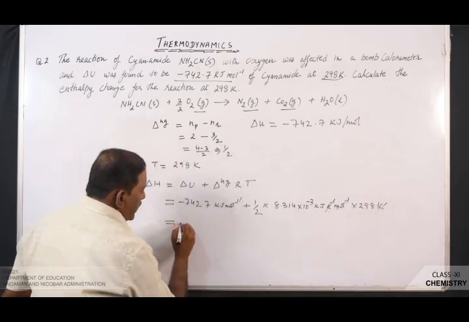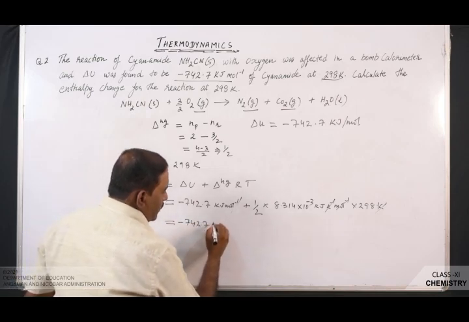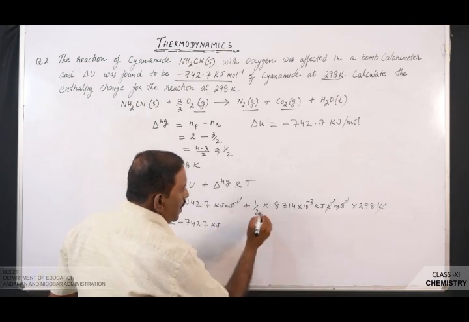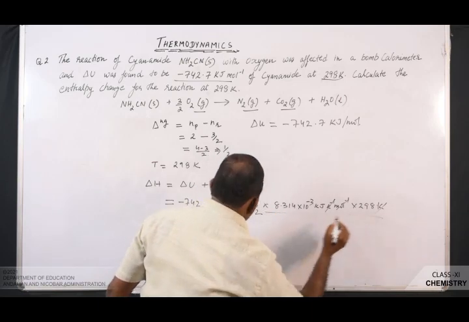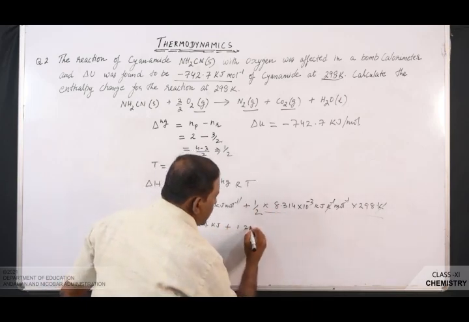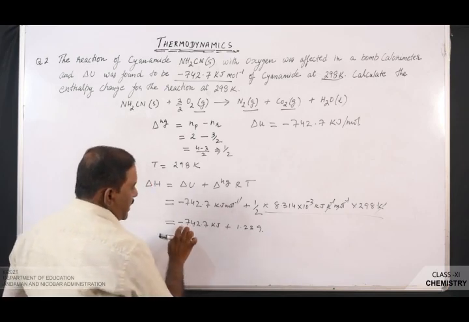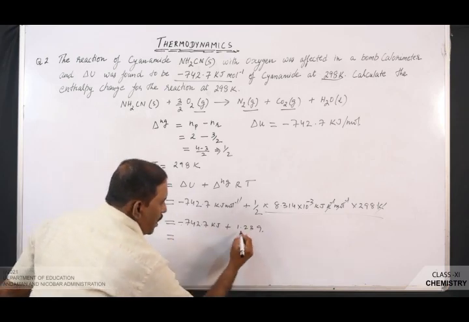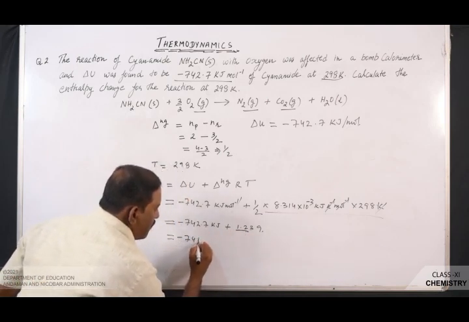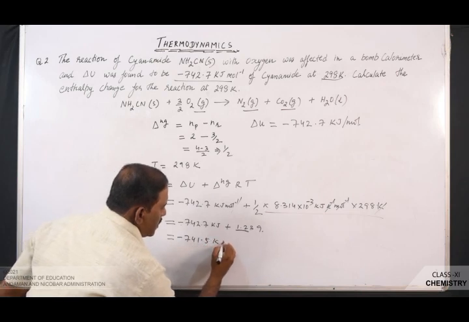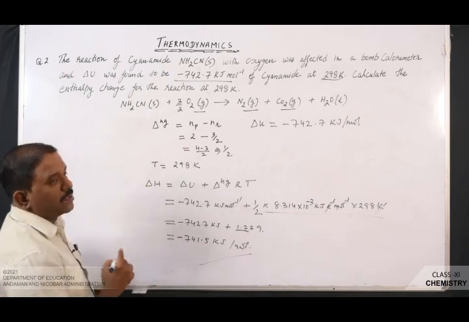So, when we calculate, that is minus 742.7 kJ, kilojoule, and when we calculate plus this part, we will get 1.239. So, this is minus and this is in plus form. So, I will take this 2. So, minus 741.5 kJ per mole. So, that is the required answer for this question.